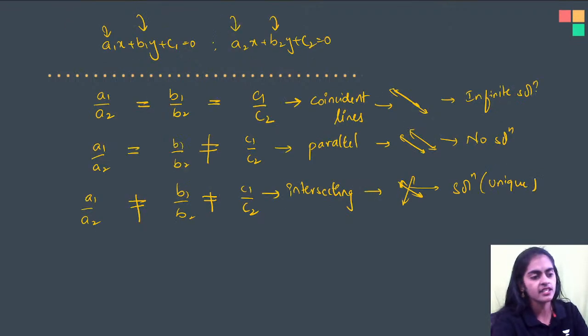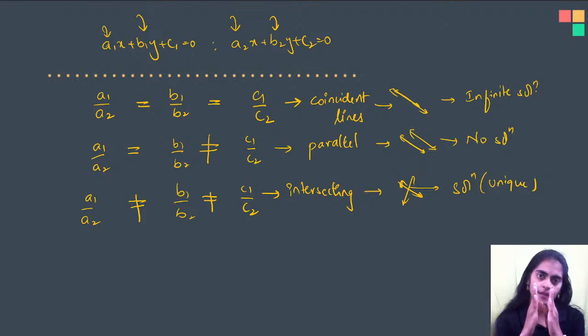Okay, and conditions for solvability: if all the three ratios are equal, then they are coincident lines. If only two ratios are equal, they are parallel lines. If no ratios are equal, they are intersecting lines. Is it clear till here, people? Right? Let me know, is it clear till here?